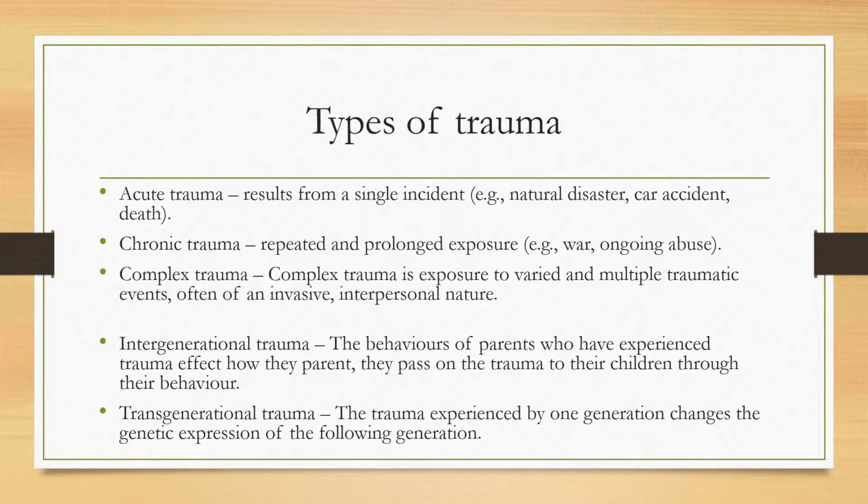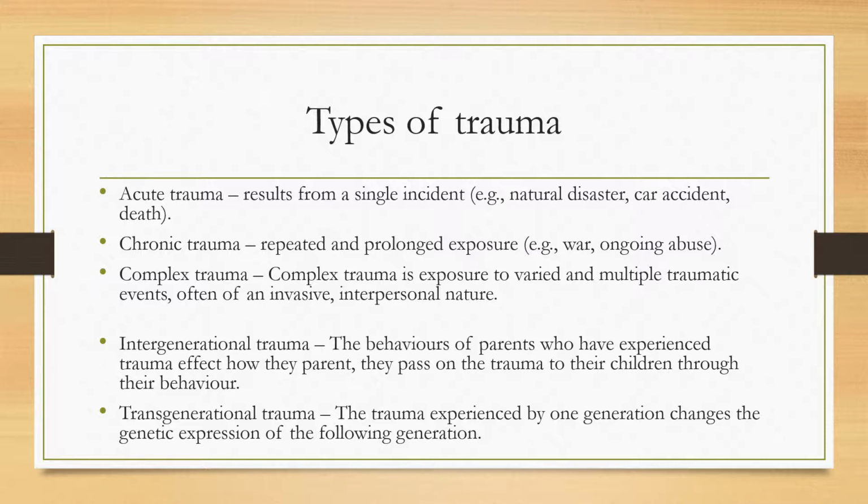So on the slide we've got an example or an explanation of the different types of trauma that people can experience. So the first type of trauma we've got there is called acute trauma, and this results from a single incident. So this might be a natural disaster, a car accident, death of a family member or someone close to the child. So it's a one-off incident.